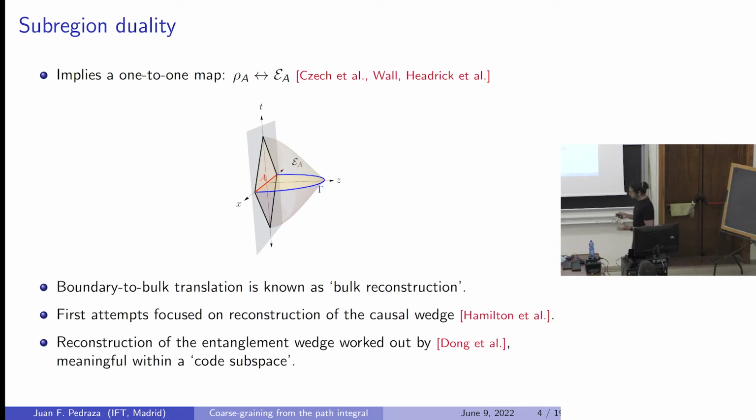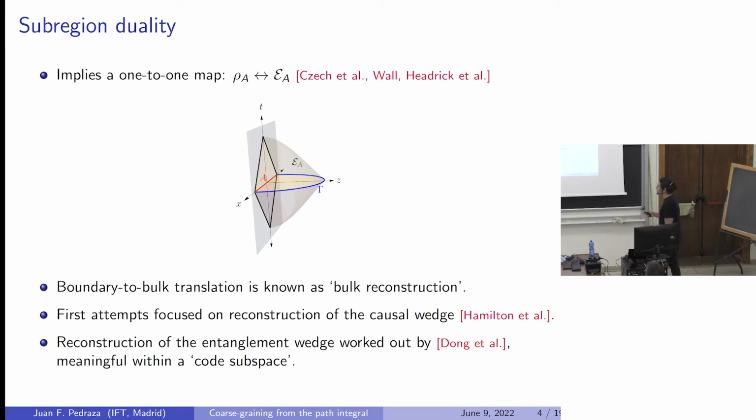So this is a proposed duality that implies a one-to-one map from one side to the other. Probably what it is more known for is going from the boundary to the bulk. That is known as bulk reconstruction. That is, you use CFT data associated to some subregion, you can use some correlators spread out, and then you try to reconstruct locally what your bulk fields are doing inside the entanglement wedge.